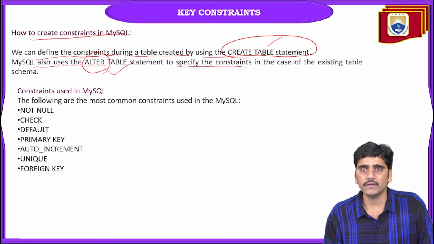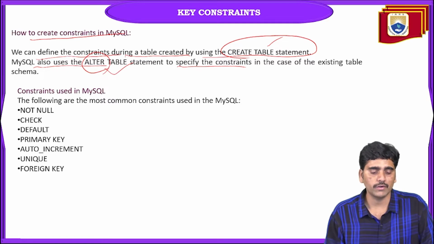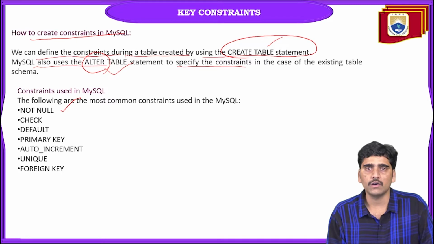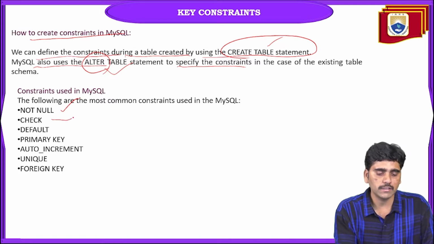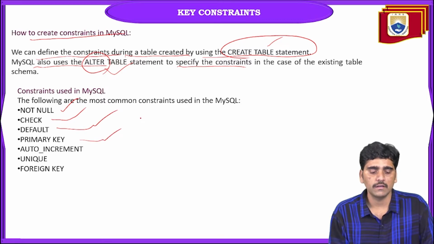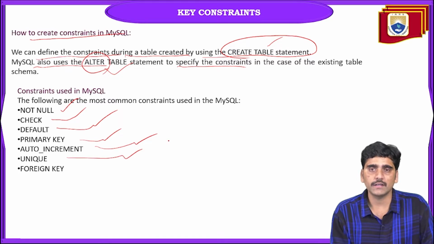So there are different types of constraints you can apply in the tables. What are the different types of constraints? Most of the commonly used constraints we can see here: not null constraints, check constraints, default constraints, primary key constraints, auto increment constraints, unique constraints, and foreign key constraints.